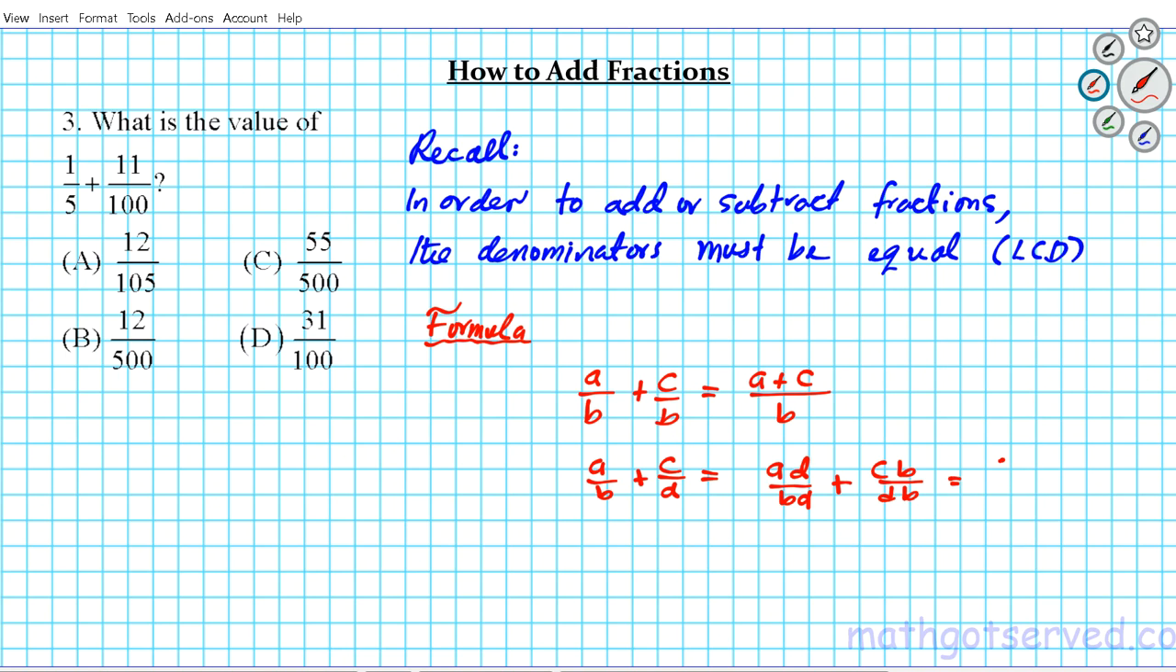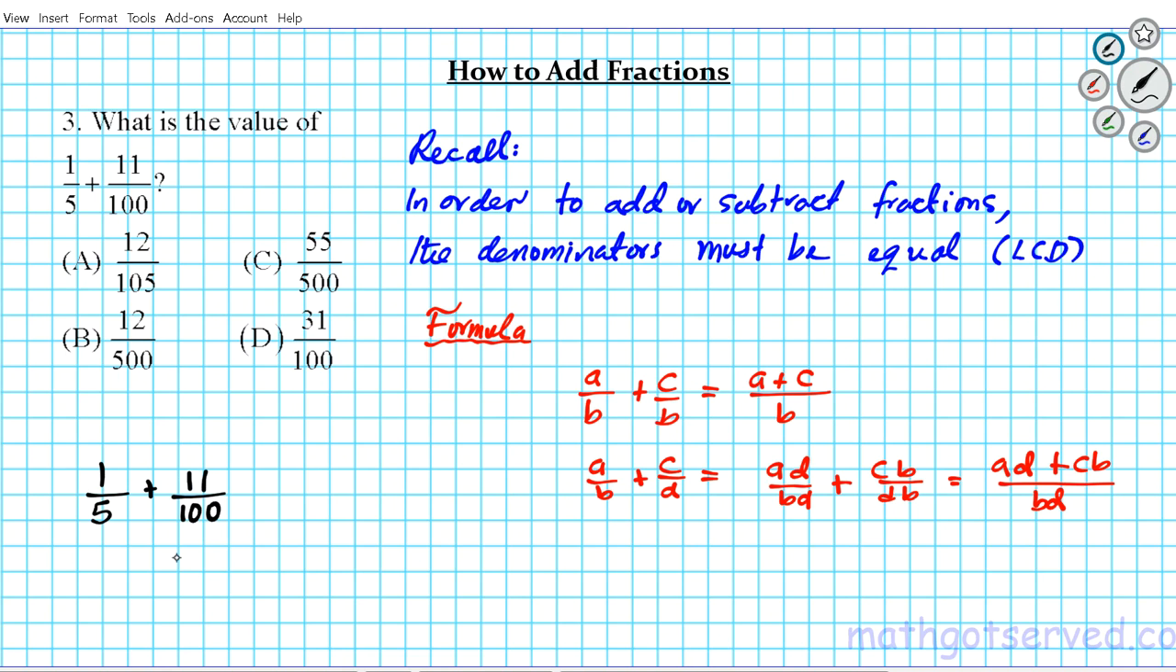And then you're now going to add the numerators, AD plus CB, divided by the denominator in whichever format you want. You can write BD or DB. Doesn't matter. Let's just call it BD. Alrighty? So the top one is for like denominators. The second one is for unlike denominators. In this particular problem that we're dealing with, 1 over 5 plus 11 over 100, we're adding fractions with unlike denominators.